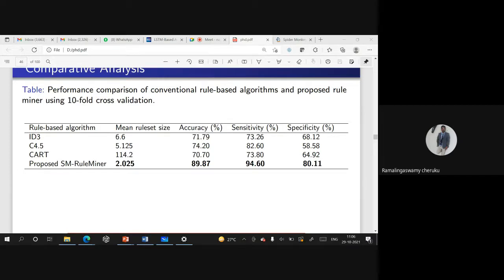So the ID3 and C4.5 algorithms will be used internally, whatever I discussed, Gini, information gain and gain ratio will be used in these algorithms, the ID3 and C4.5. Hence we compared our proposed model against these, in terms of the rule set size, on an average how many rules were generated, and in terms of accuracy, sensitivity and specificity, and you can observe those results.